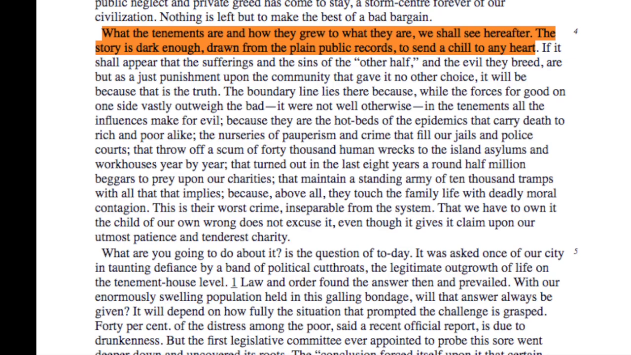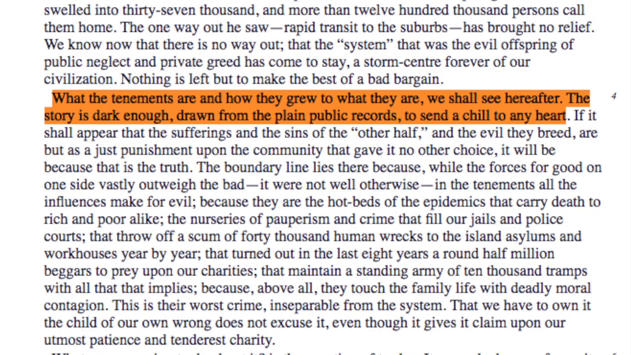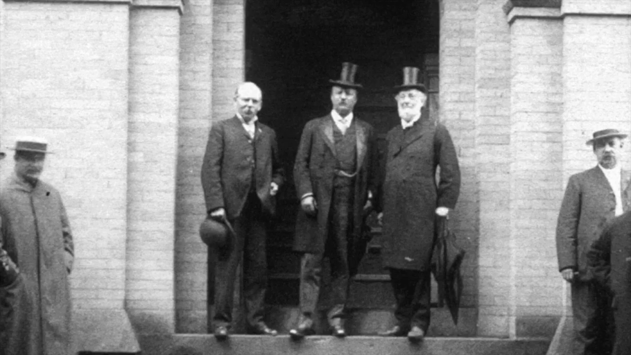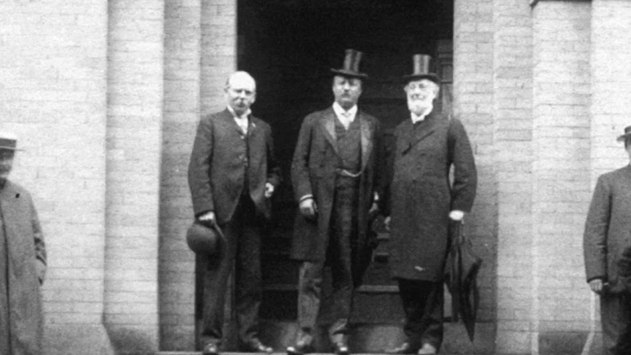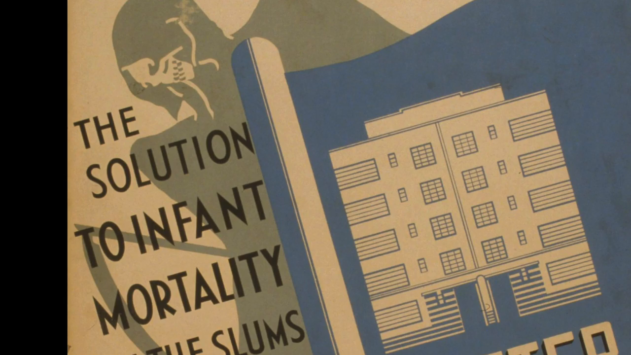He wrote in the book's introduction, "Is dark enough drawn from the plain public records to send a chill to any heart." Theodore Roosevelt, future U.S. president, responded personally to Reese. "I have read your book and I have come to help," he said. The book's success made Reese famous, and How the Other Half Lives triggered the government to act and make a change to living conditions and tenement housing.